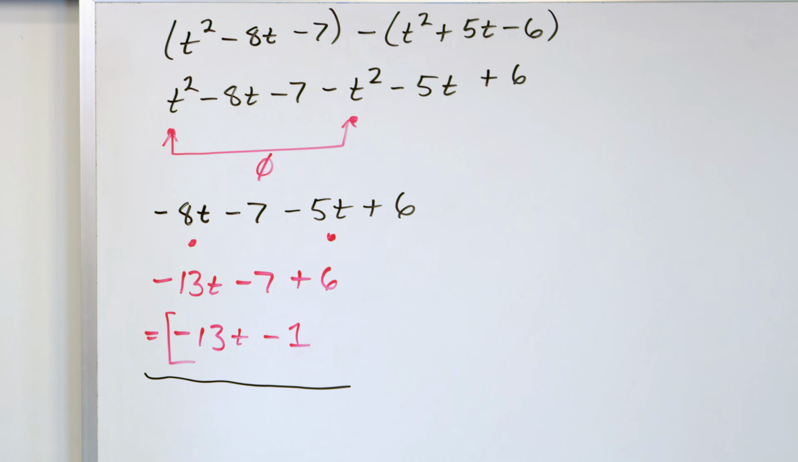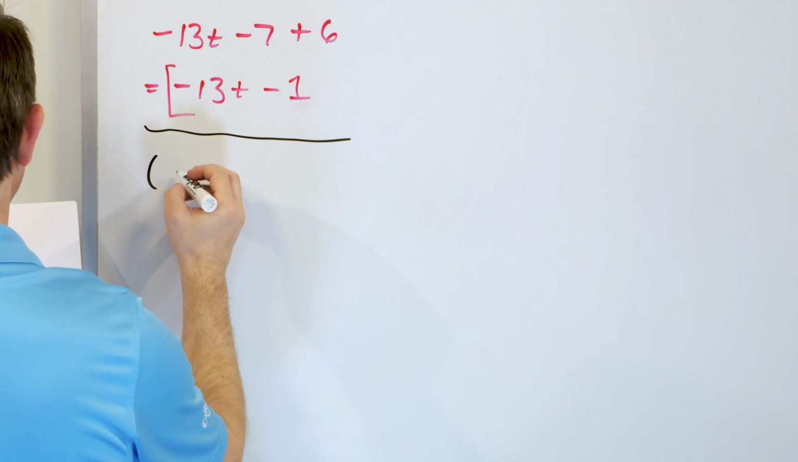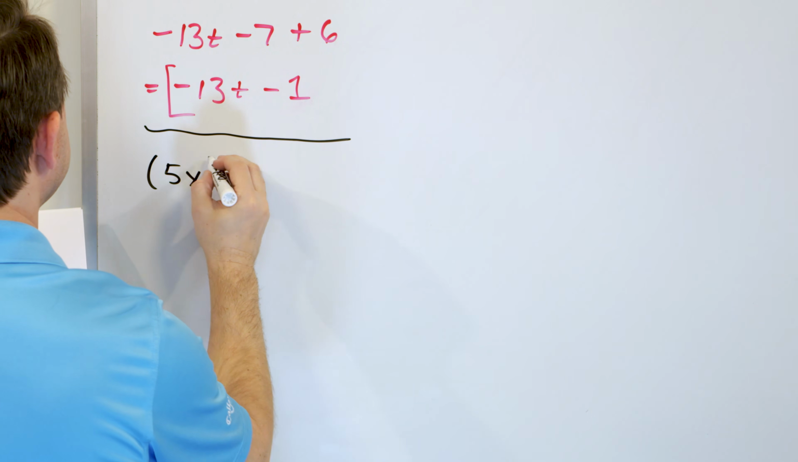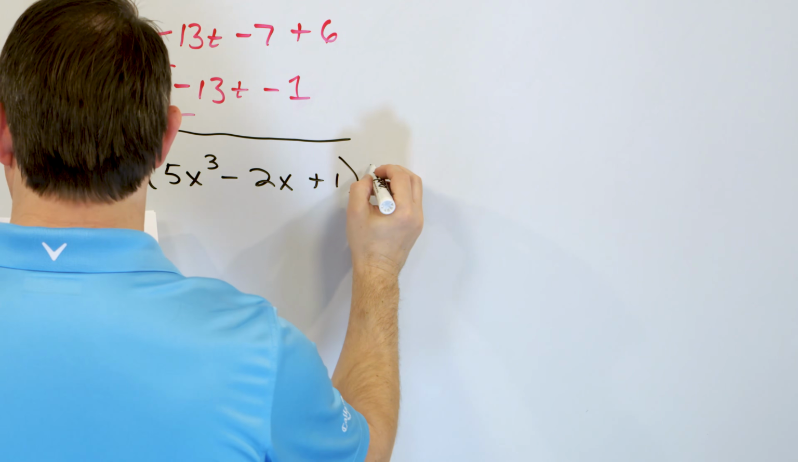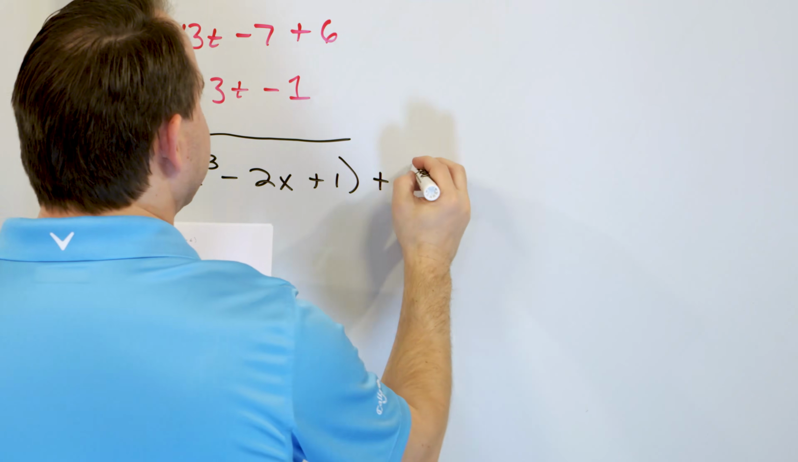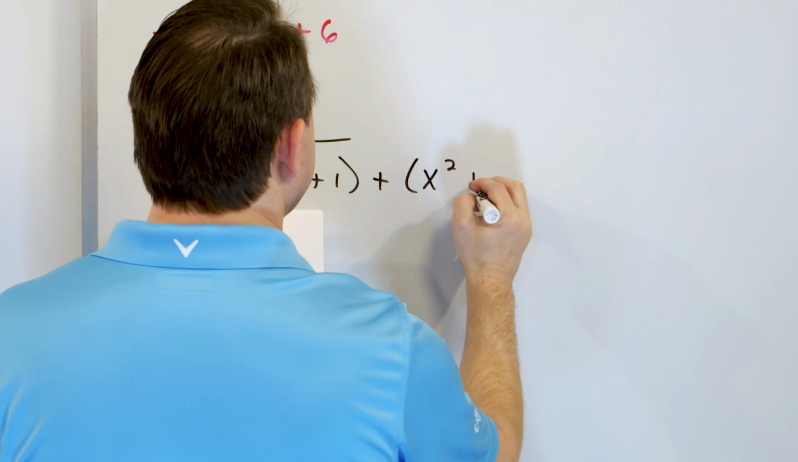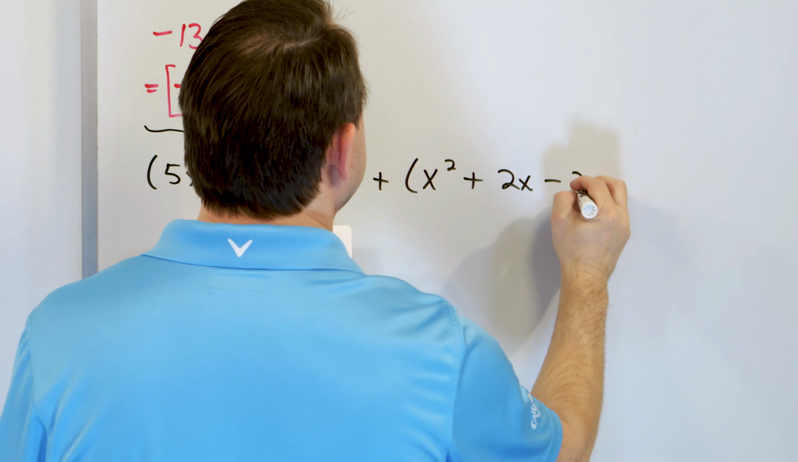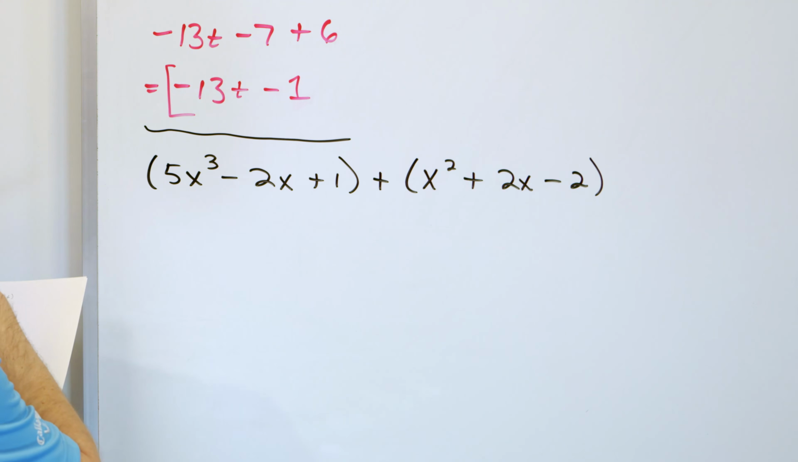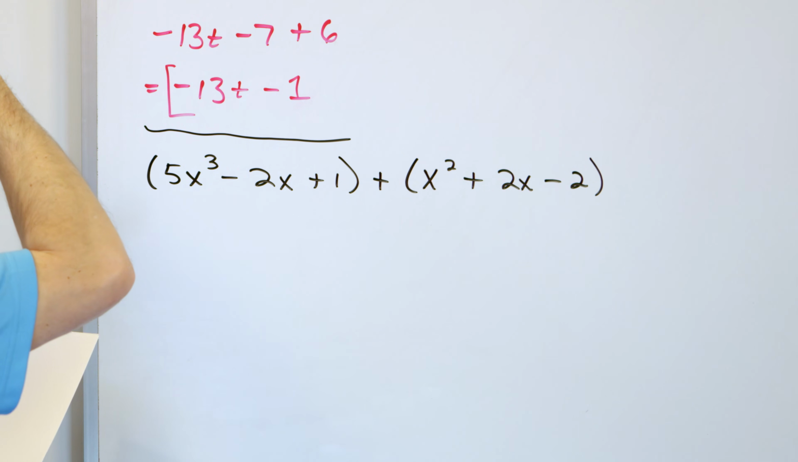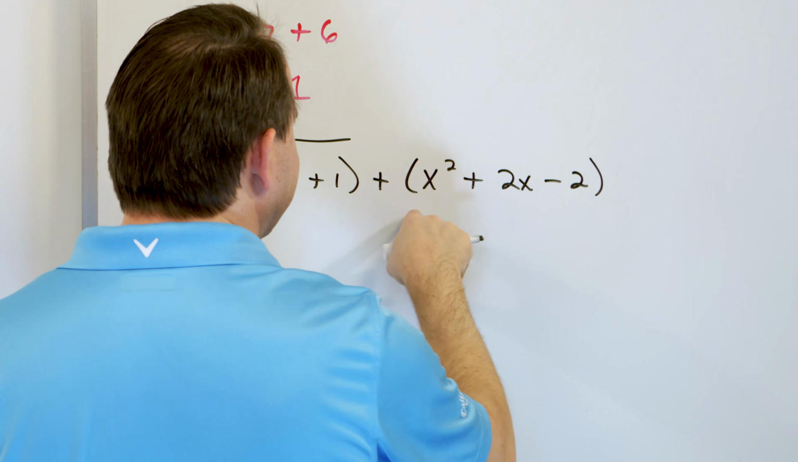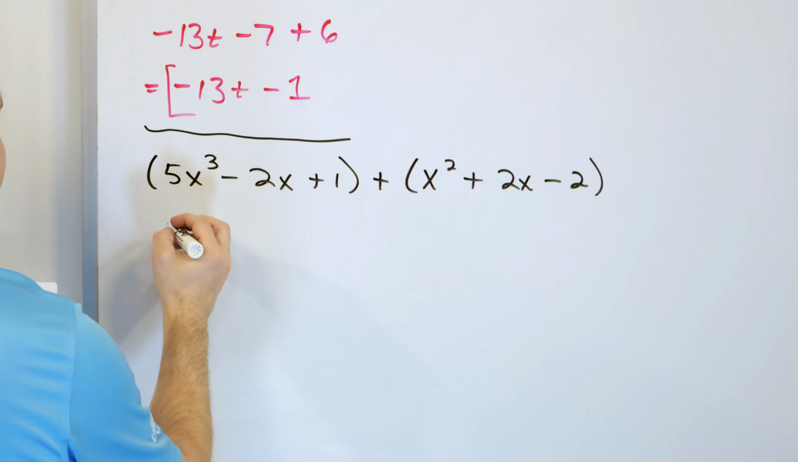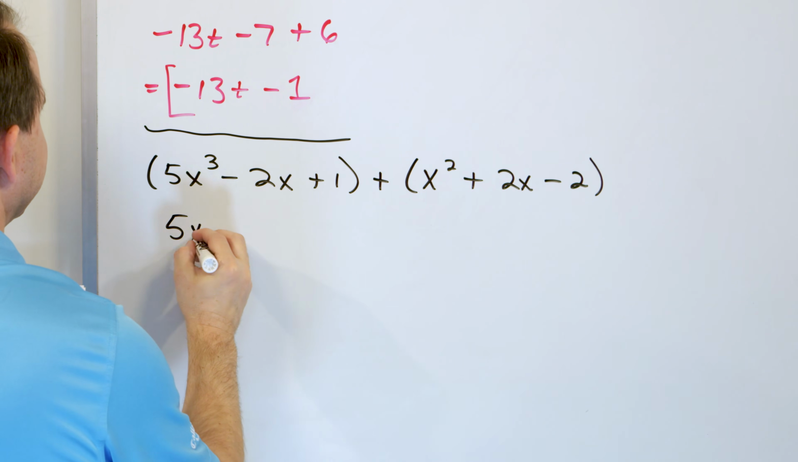Negative 13t minus 1. Now the next one, let's say we have 5x to the third minus 2x plus 1. And we're going to add that to x squared plus 2x minus 2. Let me just double check. 5x squared minus 2x plus 1, x squared plus 2x minus 2. Now, because it's just a plus here, and you're going to distribute it in, but it's not going to actually do anything, so we can just write everything without the parentheses entirely.